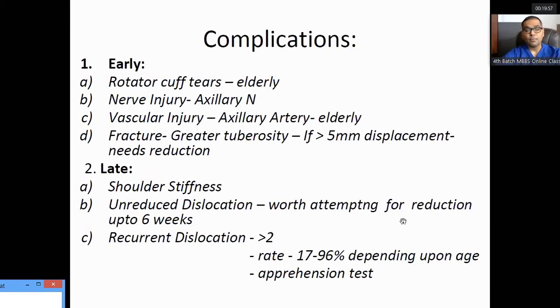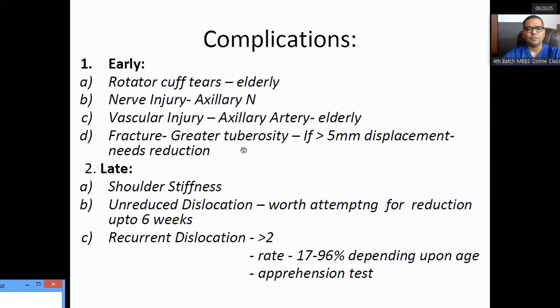So what are the complications? They have been subdivided into early and late. As I previously said, rotator cuff tears, especially in the elderly. Nerve injury, especially the axillary nerve. There is the regimental badge sign. Vascular injury, of the axillary artery, especially in the elderly when the arterial walls are sclerosed, and when there is a large displacement of the humeral head, there can be vascular injury.